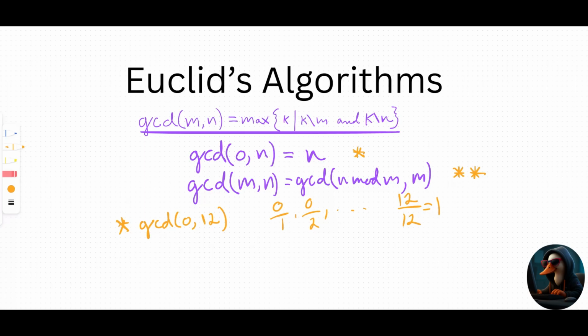So anytime you're looking for the greatest common divisor between 0 and some other positive integer, it's going to be the positive integer. In this case, it's going to be 12. So that's just an example.